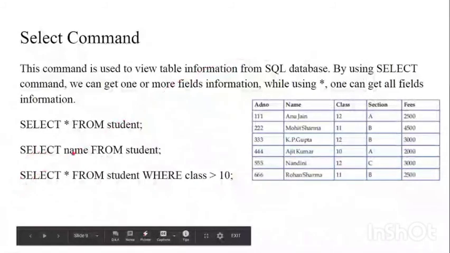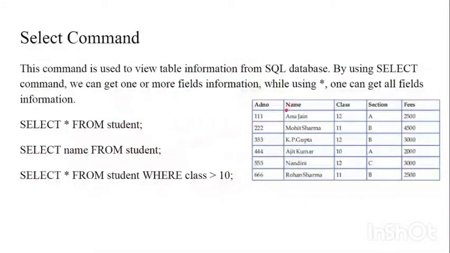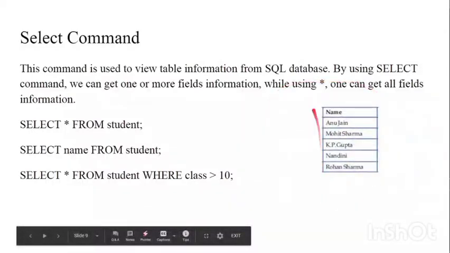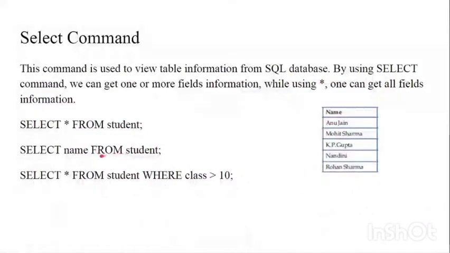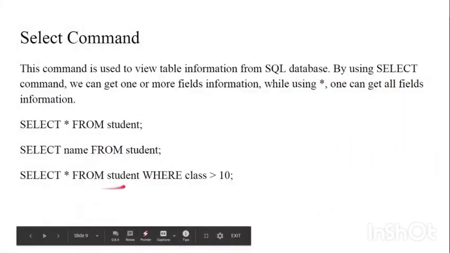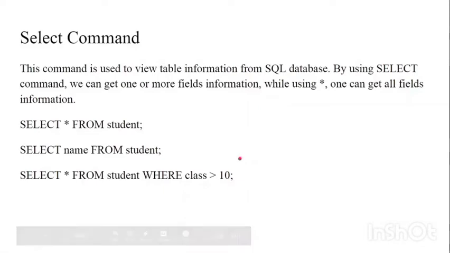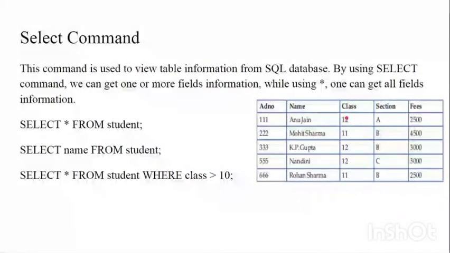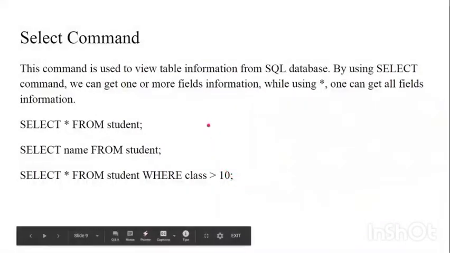Then select name from student will display only the particular column containing the name from the student table. Then select star from student where class greater than 10. Then all the contents in the table will be displayed, but there is a condition that class should be greater than 10. So the content of all the classes which are greater than 10 only will be displayed.